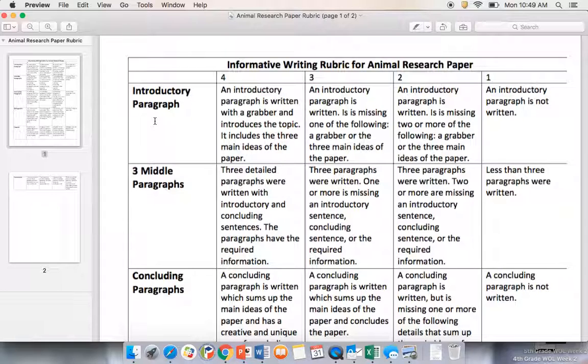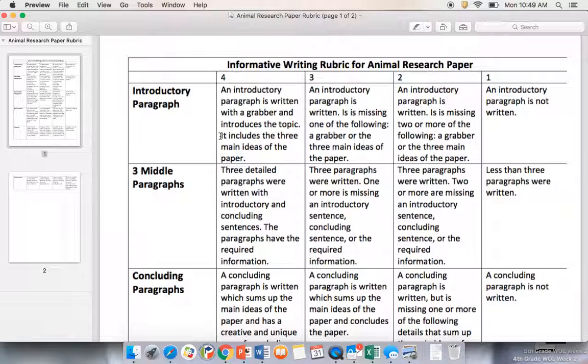So if we were to look, we have our introductory paragraph, and that's what this first lesson is going to be going over, your first paragraph. What should your first paragraph have, and what are you going to be graded on? Well, a 4 says the introductory paragraph is written with a grabber and introduces the topic. I know that we're going to go over what a grabber is today, and we're going to talk about how we should be introducing our topic. So those are two things that we're going to review in today's lesson.